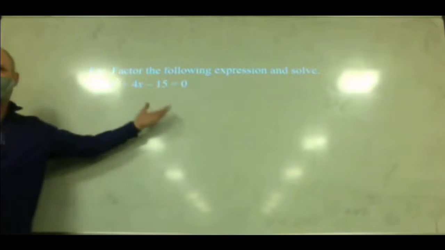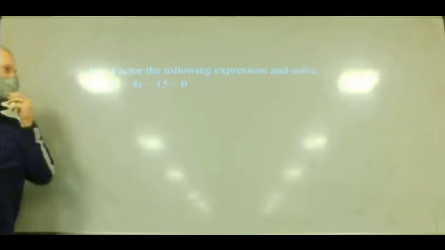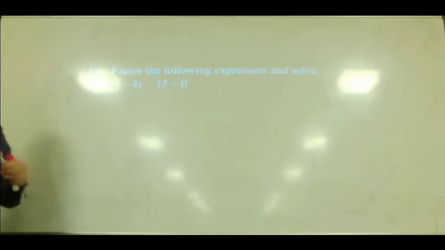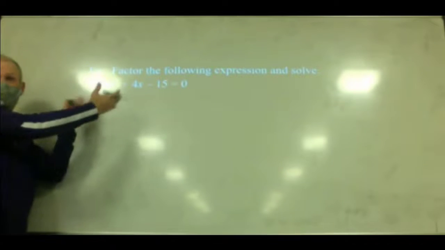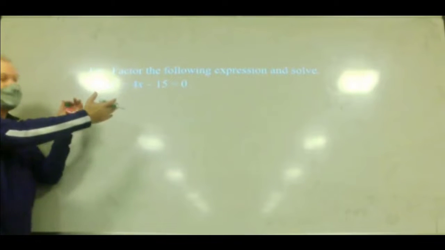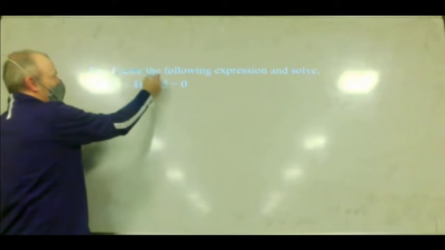Is there anything we can factor out of all of these? No, so there's no common factor. So what are we going to do? You guys tell me. You've been practicing, right? What are we going to do first? Yeah, if there is one, but in this case, there's no common factor. So what's going to be next? 4 times negative 15.